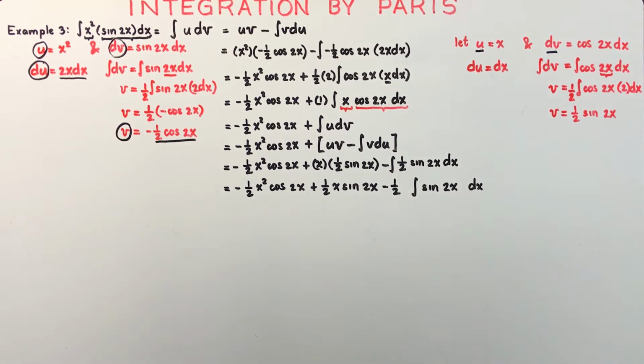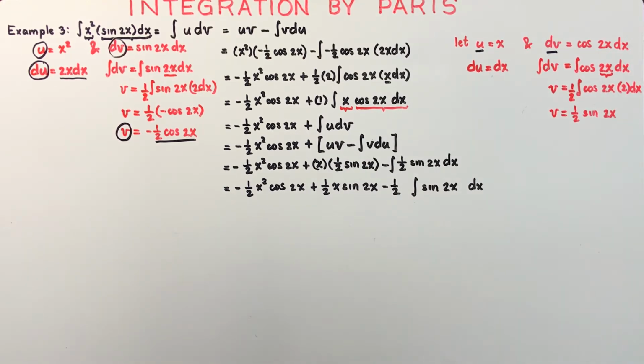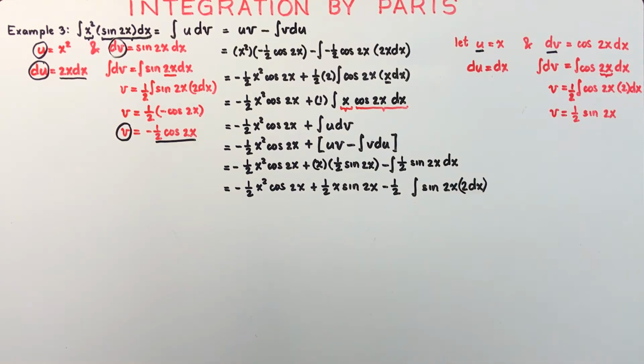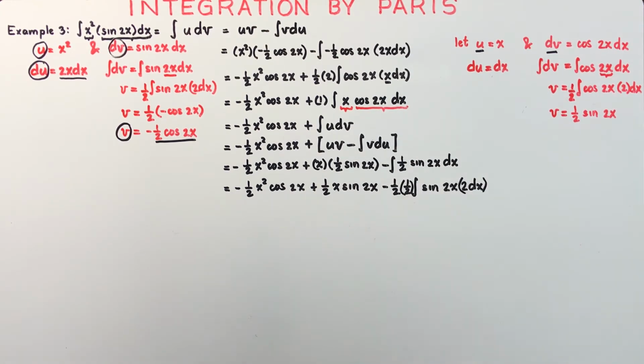But we know that by the chain rule, the derivative of 2x is 2. But we don't have a 2 here. So we need to provide a 2 for this one. And to have a balance, I need to multiply by 1/2 outside the integral symbol.